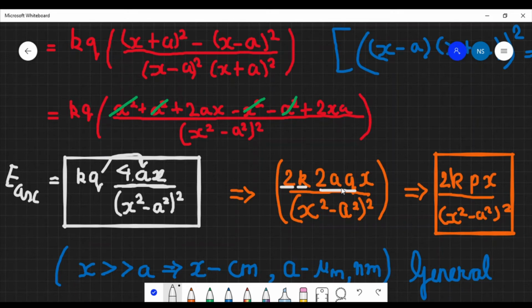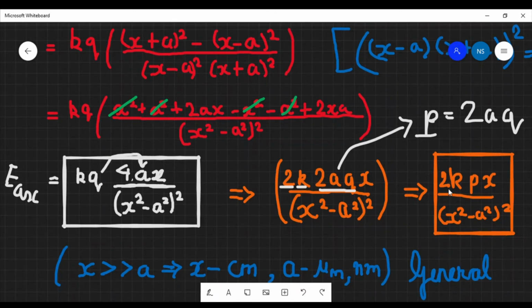This 2aq, if you remember, represents the dipole formula, that is P is equal to 2aq. This is the electric dipole. So instead of 2aq we can write it as 2kpx by (x square minus a square) the whole square. So this is the final formula, that is 2kpx by (x square minus a square) the whole square.